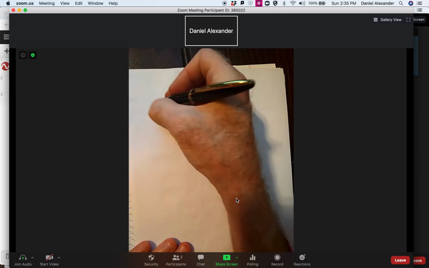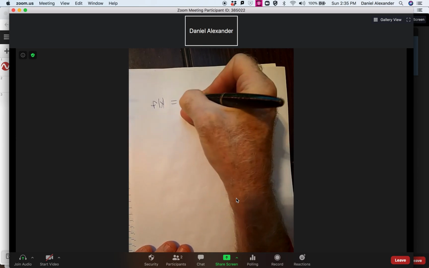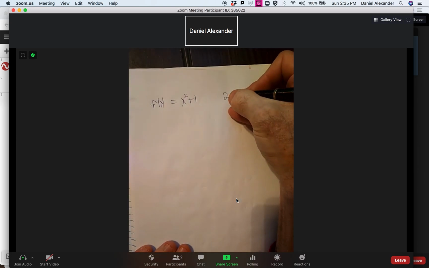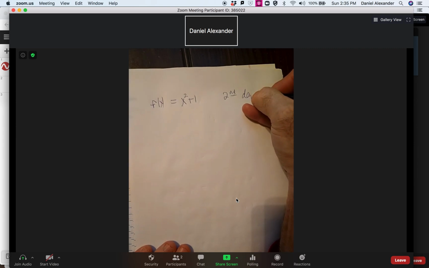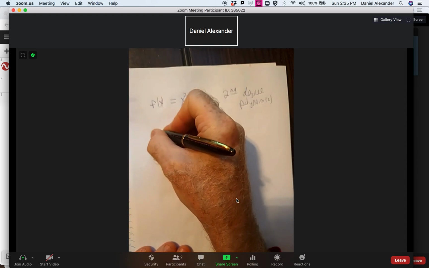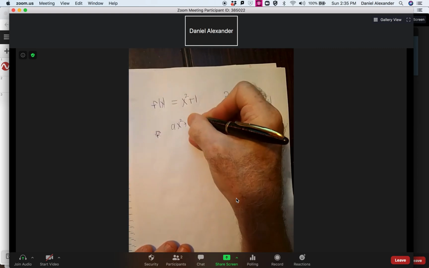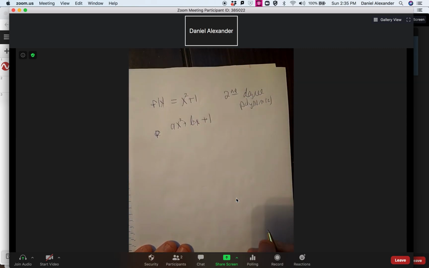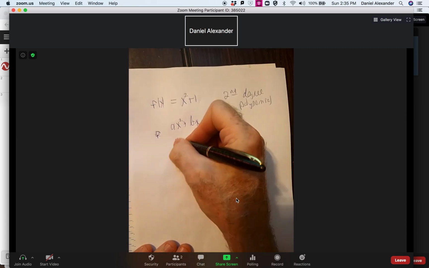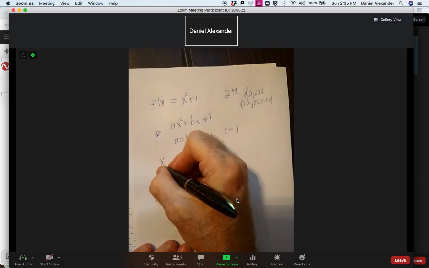So let's look at this equation. p of x equals x squared plus 1. Sorry, I should have called that p of x. That's a second degree polynomial. If I plug this into the quadratic equation, we can think of this as ax squared plus bx plus c. And here a would be 1, b is 0, and c is 1. And then we can use this formula.